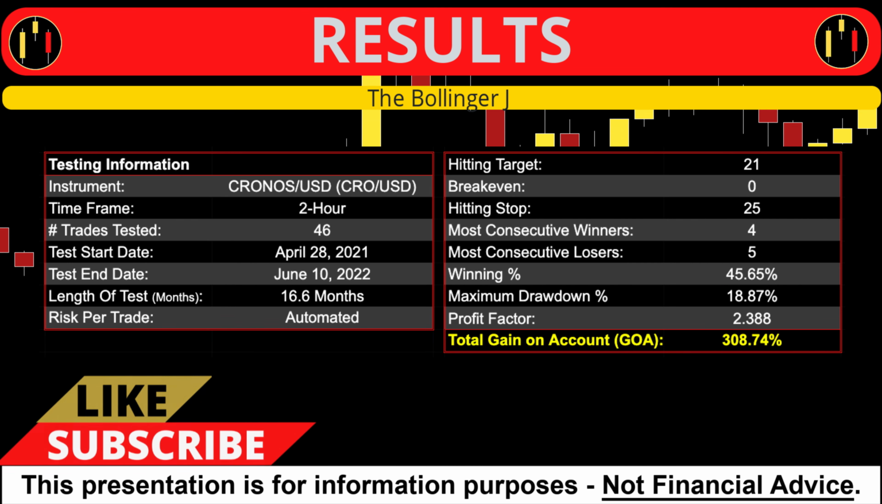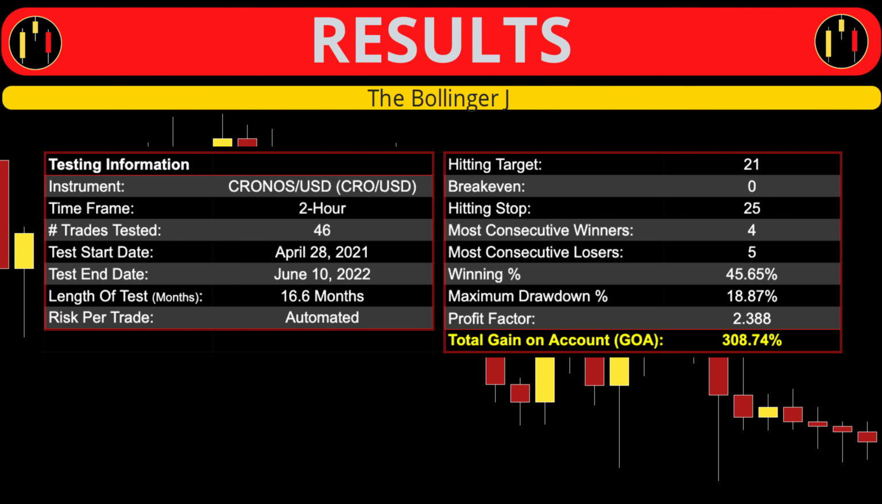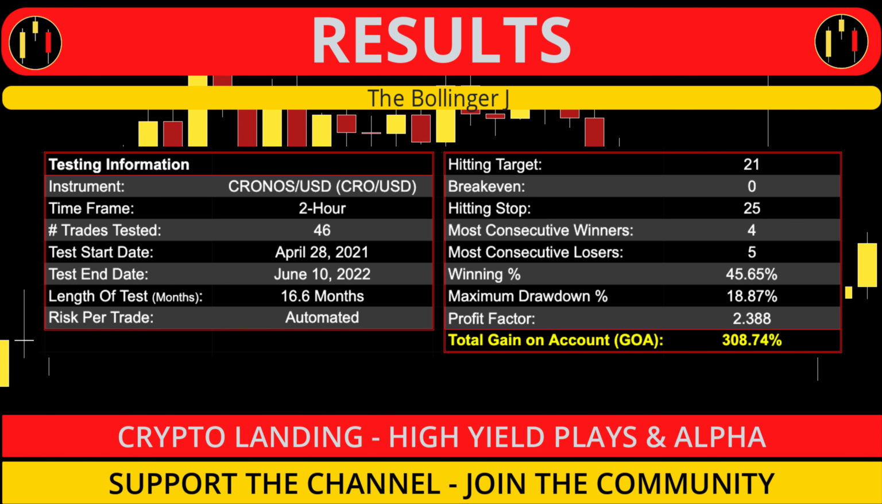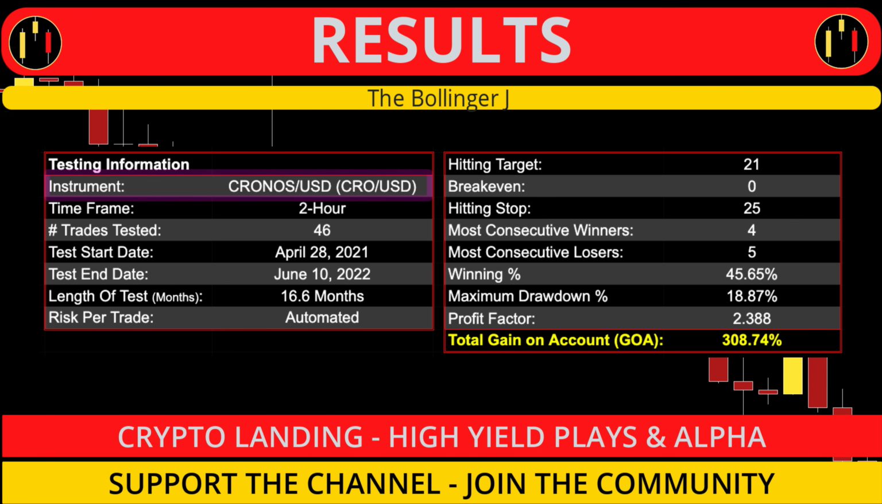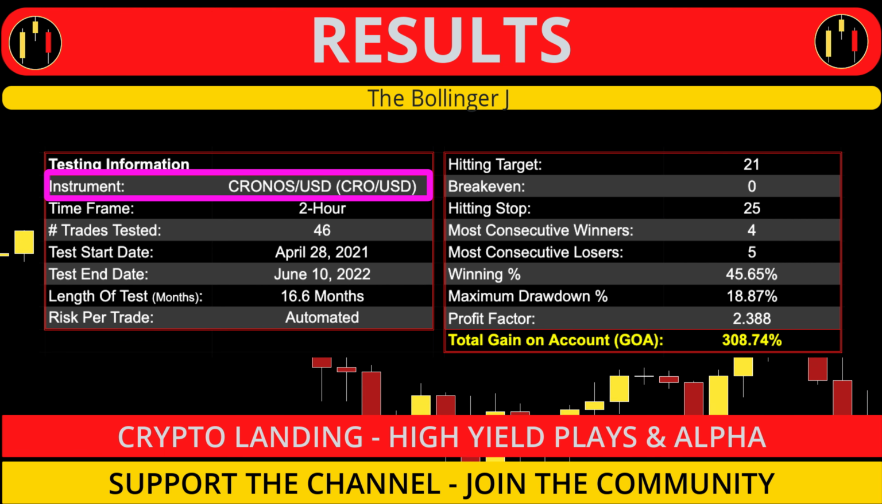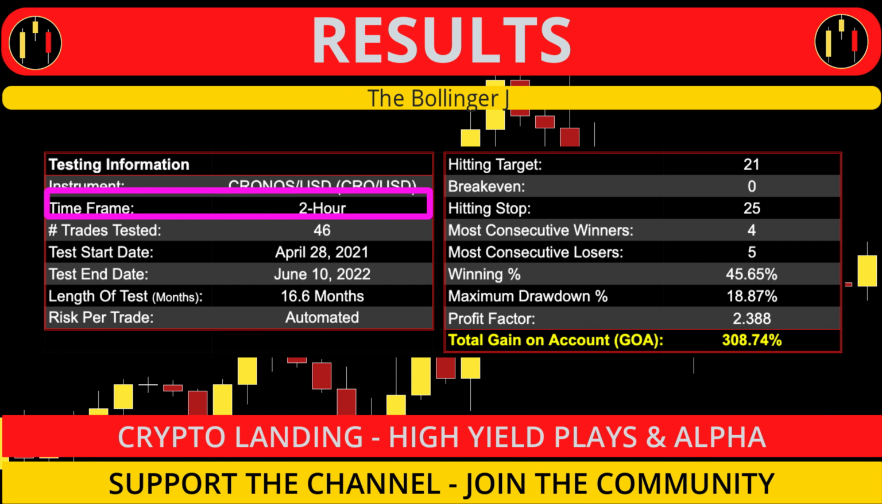Remember, this is just 100 tests on one instrument. If you are thinking of using this system, please do extensive back and forward testing and be sure to let our community know what you discover. This test was done on Cronos versus the US dollar, and by the way, Cronos is a great way to bridge your tokens. 2-hour candlesticks.